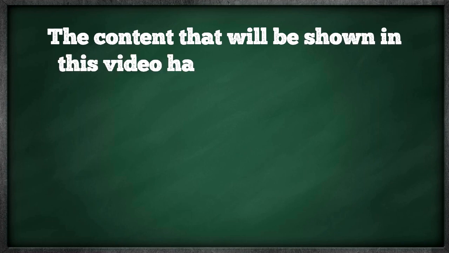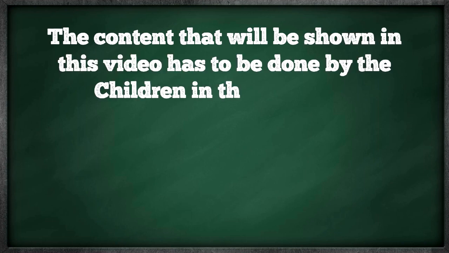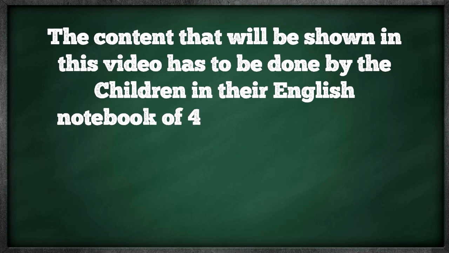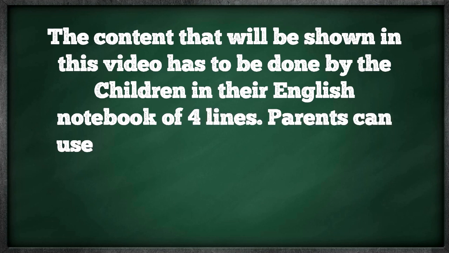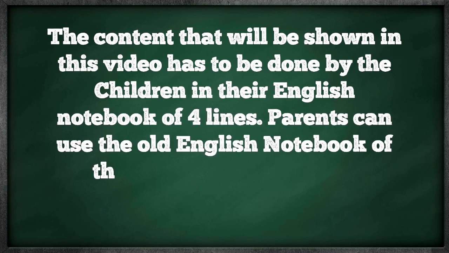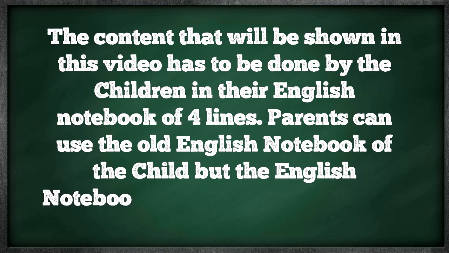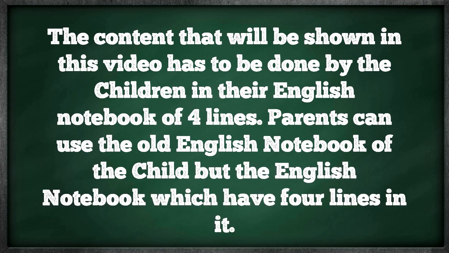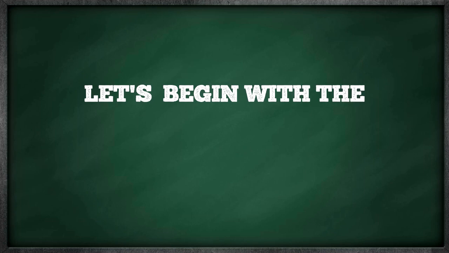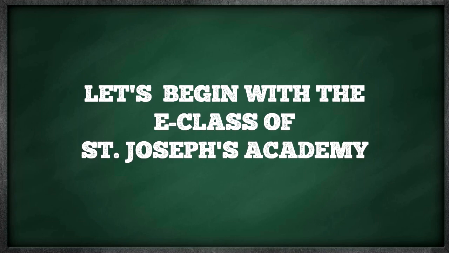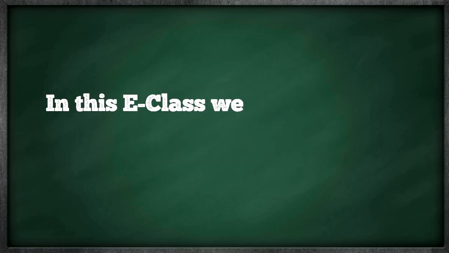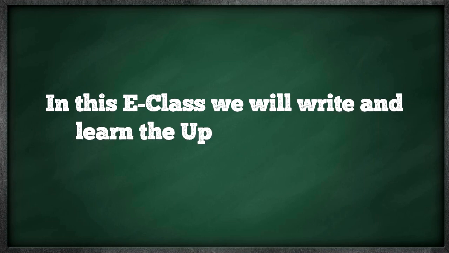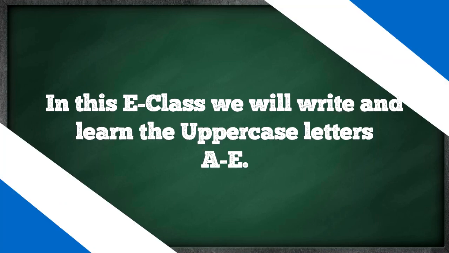The content that will be shown in this video has to be done by the children in their English notebook of 4 lines. Parents can use the English notebook of the child which has 4 lines in it. Let's begin with the e-class of St. Joseph's Academy. In this e-class, we will write and learn the uppercase letters A to E.